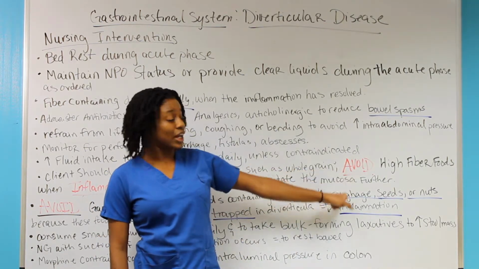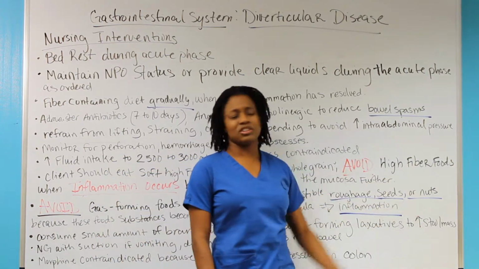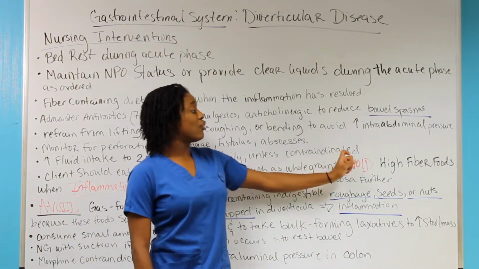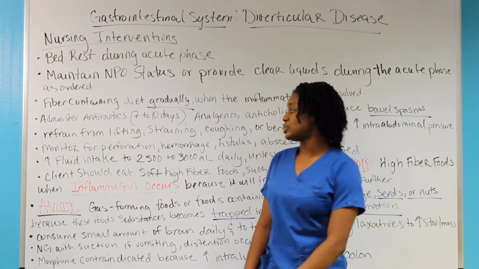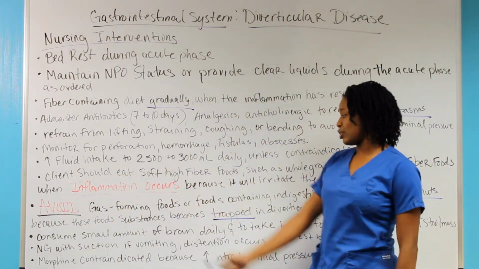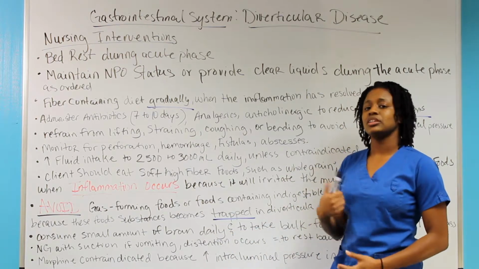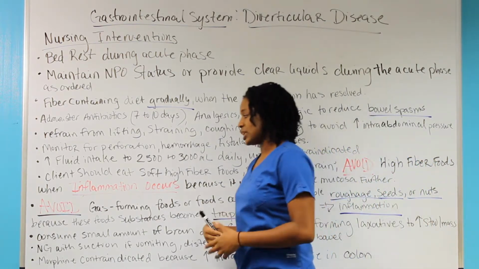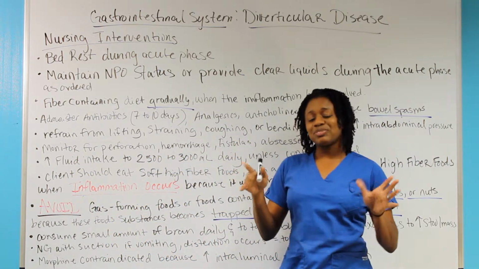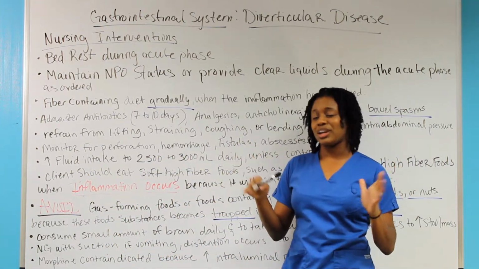Now, I put in here in red, avoid high fiber. I know you're probably saying, but you just said increase fiber. But you want to avoid high fiber foods when the inflammation is occurring, because it will only irritate the bowels more. Now, you're probably saying, okay, I'm getting confused at this moment, all right? So take a breather, all right?